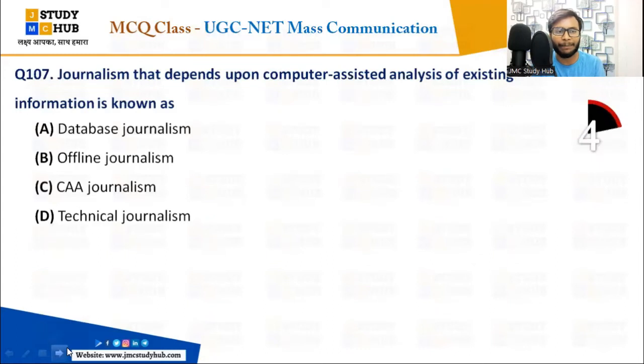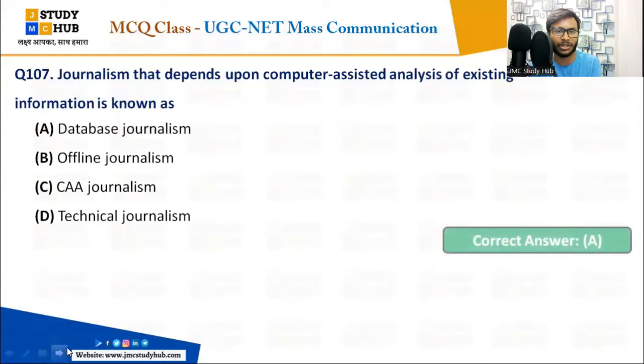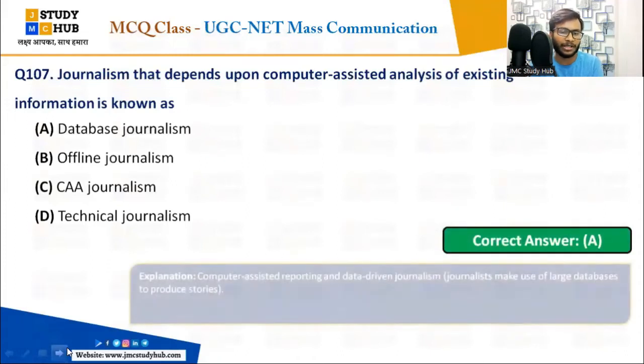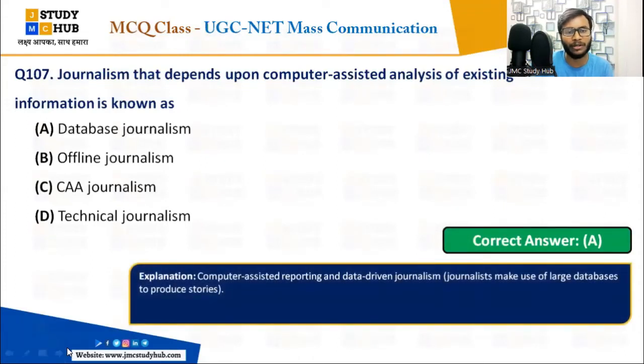Journalism that depends upon computer assisted analysis, right? Here the important words given in the question are: computer assisted analysis of the existing informations, where you analyze the informations, right, using the computers, computer helps you, right? So this is about the database journalism. It is very much important.